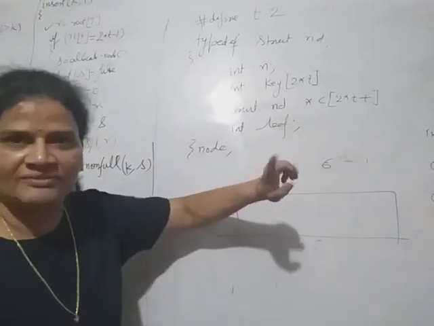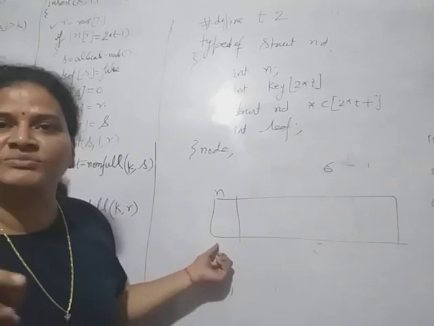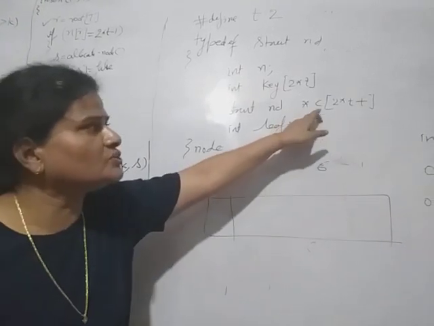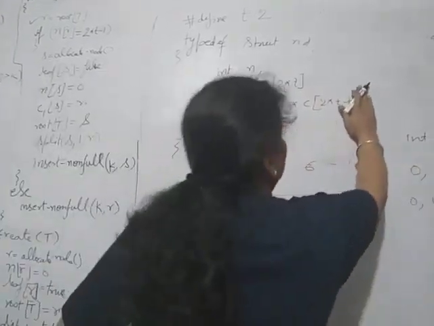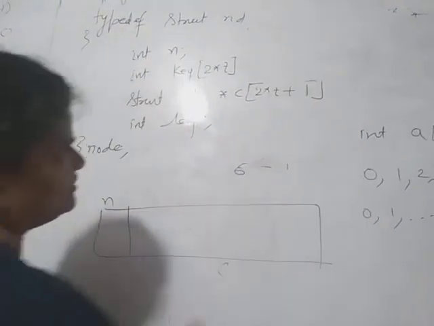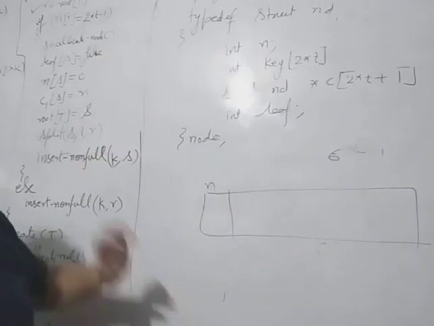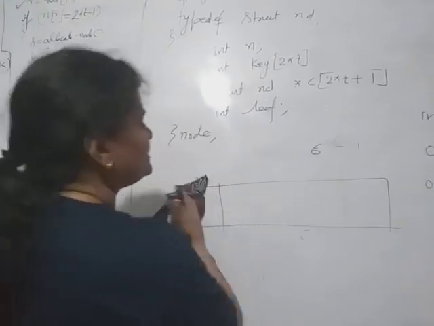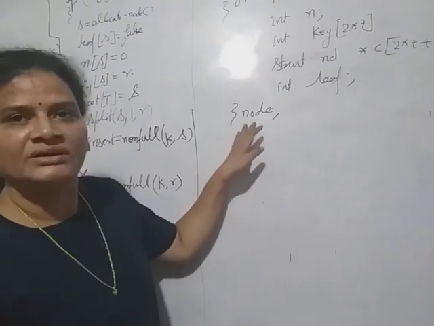The same here for the child. I will start from C1, C2, C3. So 2t is required, and simply we declare 2t plus 1. Okay, so this is the node structure. Now this is the structure of the node.